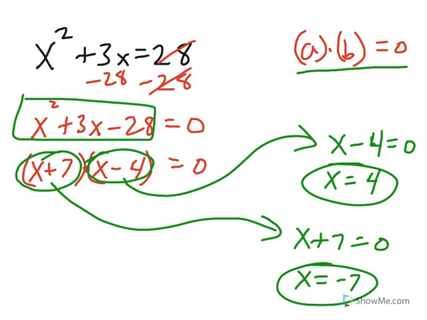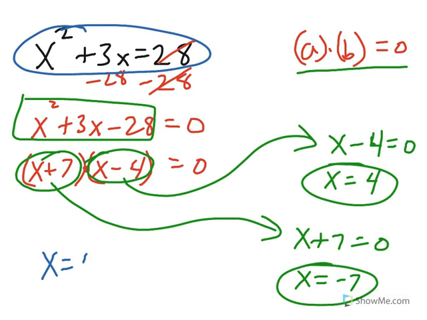There's my other solution. So the answer to this equation, my very first original equation, this thing up here, actually has 2 different answers. And you could check them both and see if they both work. X could be 4 or negative 7. Both answers work in this case. So that's why we factor. We basically don't have a choice.